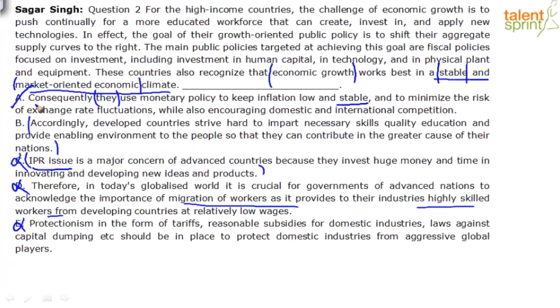Even if some people might lean towards B, saying, hey, that's also talking about bringing necessary quality education skills, enabling environment, but we also need to pay attention to what is closest in line with the crux of the passage. And for us, it's the preceding context.